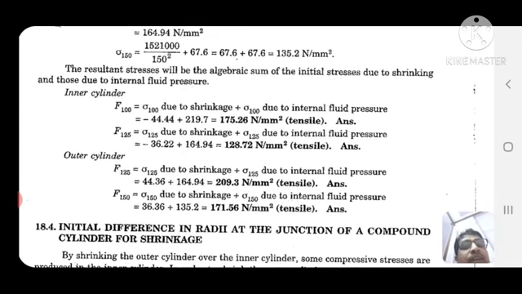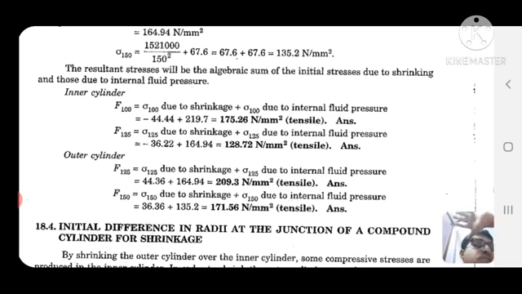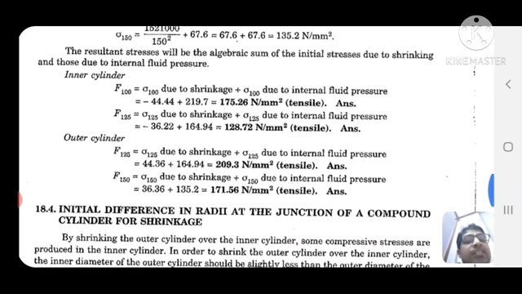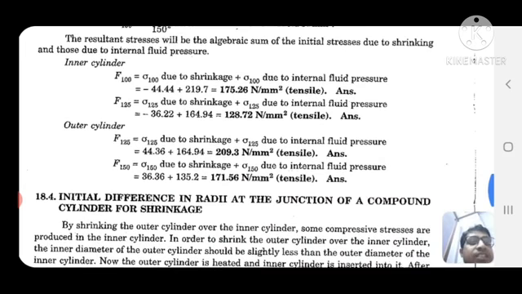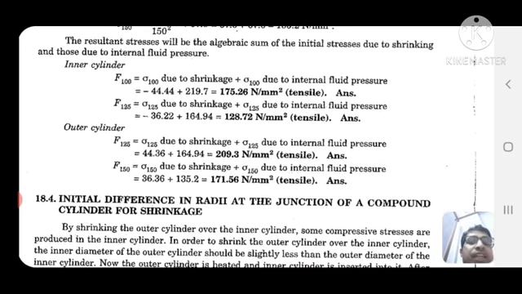So sigma 150, so that is equal to 1521000 by 150 square plus 67.6. So the answer will be 135.2 Newton per millimeter square. The resultant stresses will be the algebraic sum of the initial stresses due to shrinking and those due to internal fluid pressure.